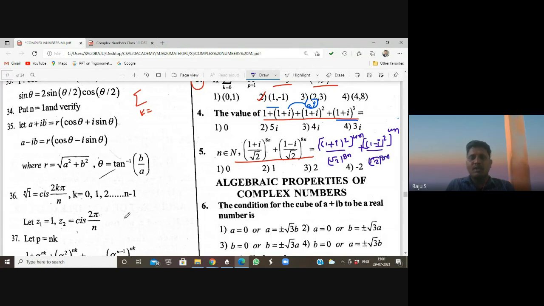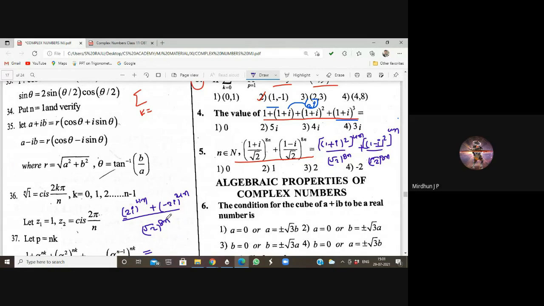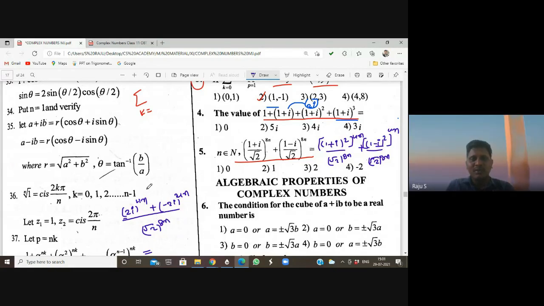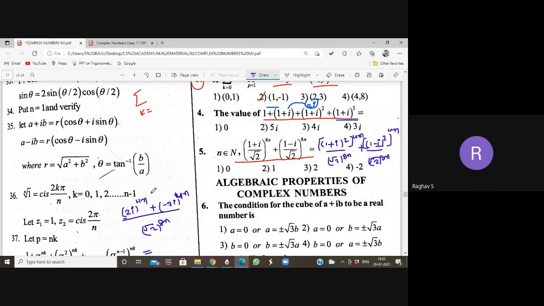The denominator is common, the same: root 2 whole to the power of 8n. But what is the numerator? What is (1 plus i) whole square? 2i. 2i whole power 4n, plus what about this? Minus 2i whole power 4n. So what did you understand? Sir, both will be the same, all to the power of 4n. 4n means 4 is even, so the answer is 0, sir.